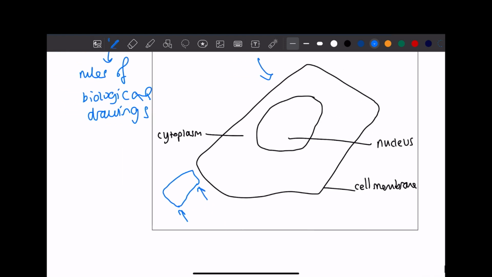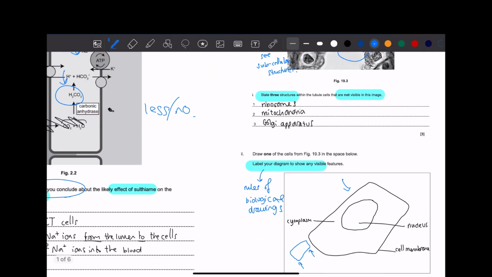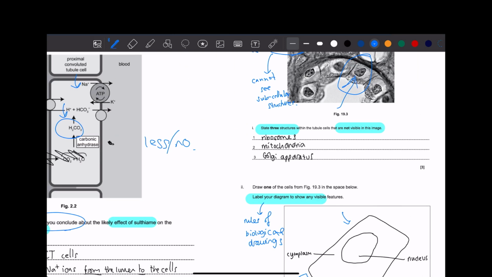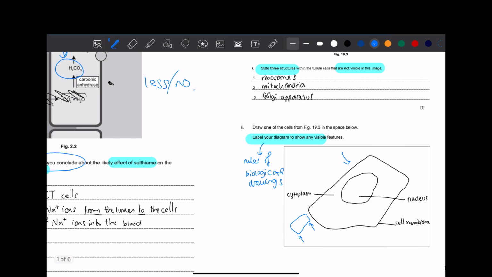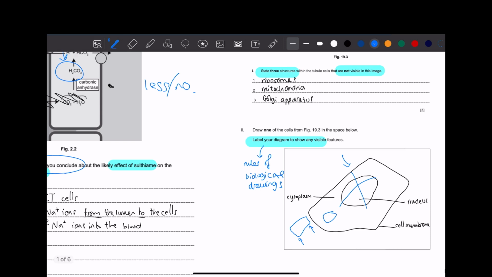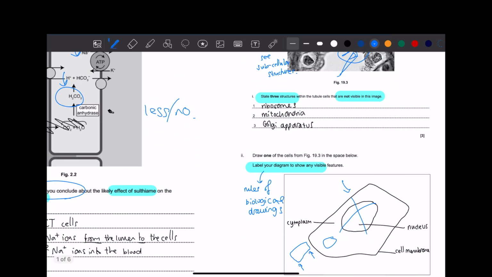Okay. Next thing is you need to have correct proportions. So, for example, if you look over here in this cell, clearly the nucleus is quite large. If I was to, instead of doing that, just do a little small nucleus, wrong, you can't do that. You have to do it in proportion to what you see over here. Okay. And next thing, labels.